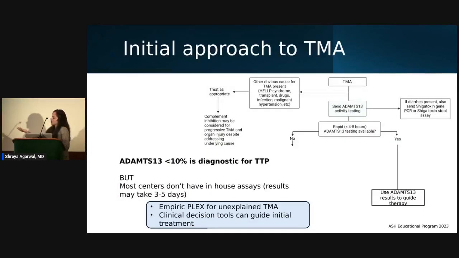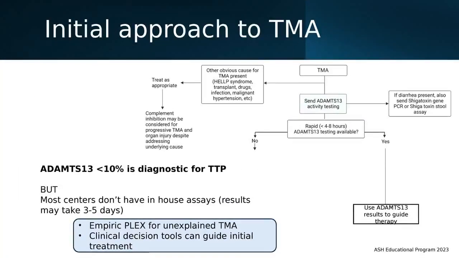This, I think, mostly we have talked about. Of course, the best thing to do in TMA is to send ADAMTS13 and ultimately see if that is less than 10%. But in the majority of institutions, we are not able to get that, in contrast to TCH, where I think you can get it within a couple of hours. So in those cases, we do depend on other clinical features or risk prediction scores that can guide us one way or the other.